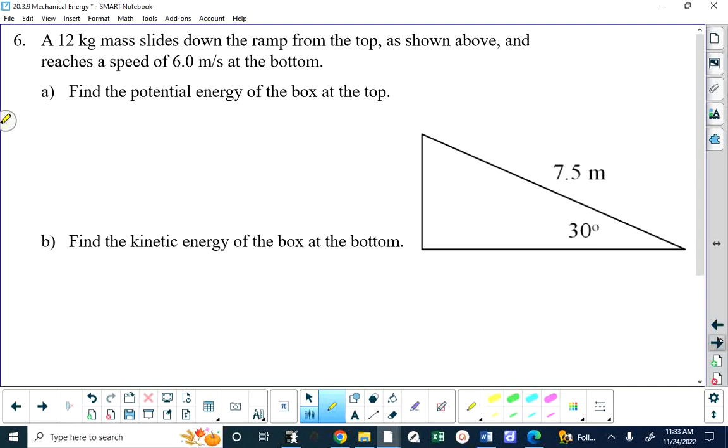A 12-kilogram mass slides down the ramp from the top as shown. It reaches a speed of 6 meters per second at the bottom. What's the potential energy at the top? So, little math exercise for you to begin with. Since potential energy is mgh, you need to find the height. Let's do a trig calculation to find the height.